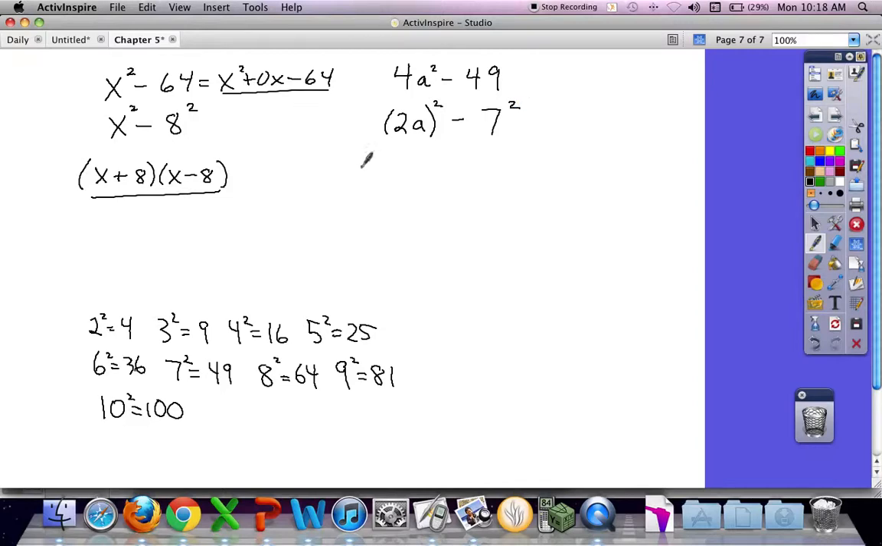How does it factor? 2a plus 7, 2a minus 7.